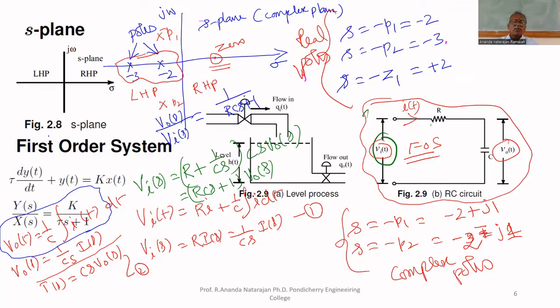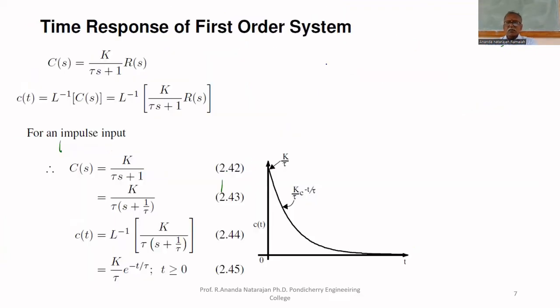First order differential equation. Therefore, here the degree of S is 1. Therefore, this system is a first order system. This is also a first order system. This is also a first order system.